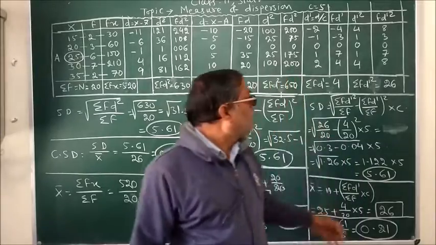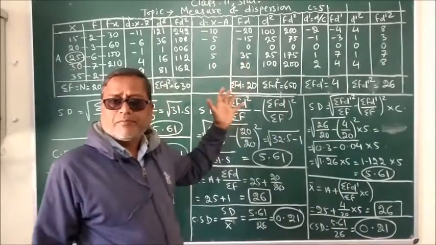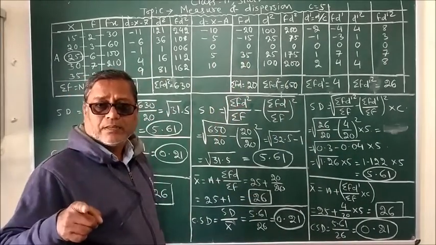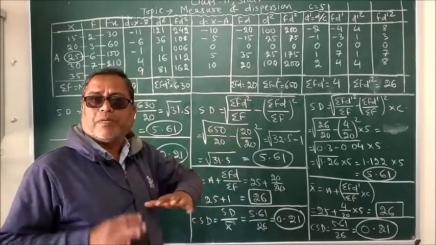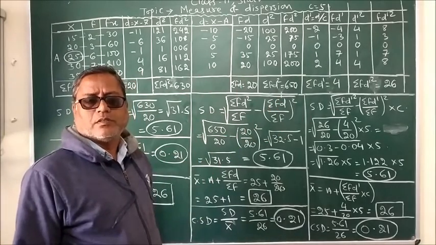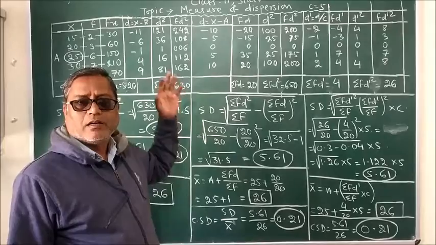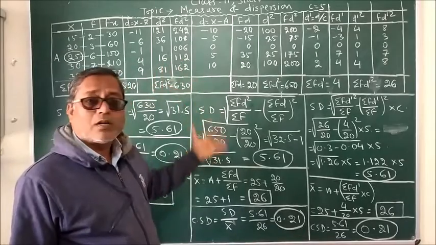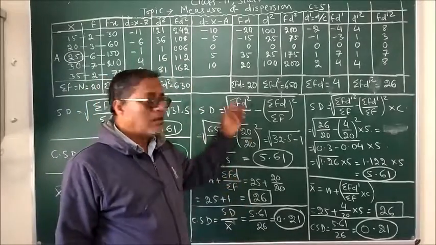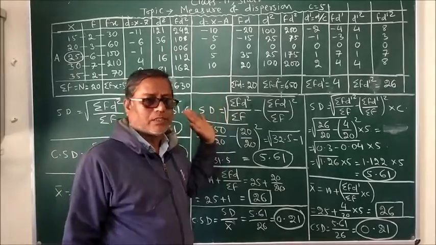But today we are dealing with grouped data, that is discrete series, and tomorrow we will complete the measure of dispersion chapter by discussing how to calculate standard deviation in continuous series.